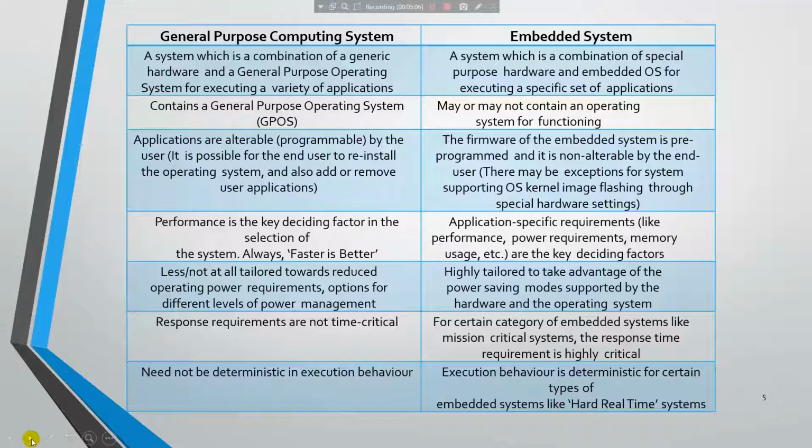But in general purpose we can install n number of OS, and on top of your OS you can have n number of applications, like on your smartphones. You can go to the Play Store, install some software onto the OS and run it. That comes under general purpose. But coming to an embedded system, it's not like that. It is a combination of special purpose hardware and embedded OS for executing a special set of applications.